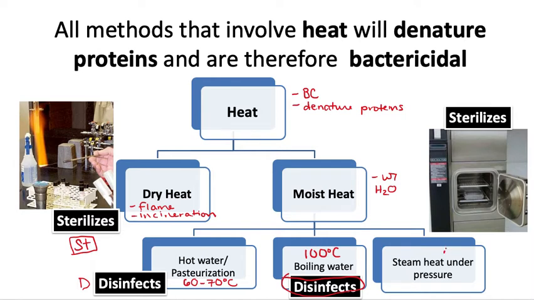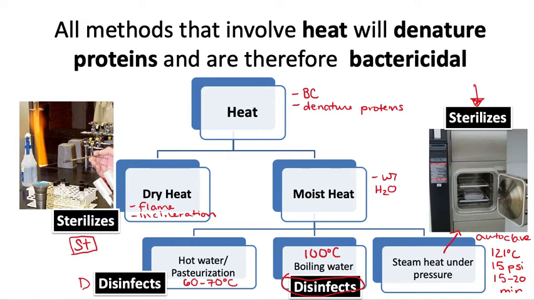Steam heat under pressure. This refers to the autoclave. And so the autoclave is what we put our media in, in the lab. We close the door and it heats up the liquids to 121 degrees Celsius. And it's under pressure, so it goes up to 15 pounds per square inch, and we do this usually for 15 to 20 minutes. So this combination of heat under pressure and the steam heat that's created really drives that hot moisture into bacterial endospores, and because of that, steam heat under pressure can be used to sterilize.